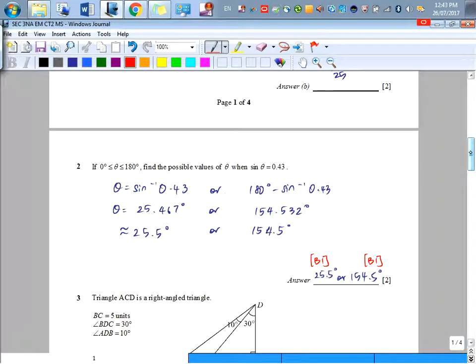Okay, then sine theta equals to 0.43. This is positive. So we have 2 answers. The first one standard, everybody knows how to do it. Second one is 180 minus whatever answer you get, which is 25.467. So 2 answers, 2 marks.